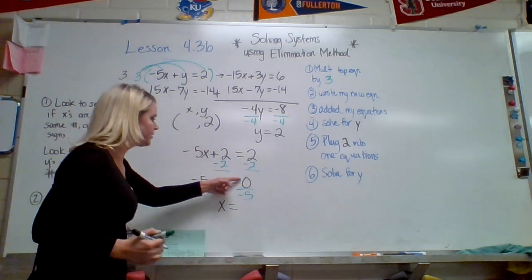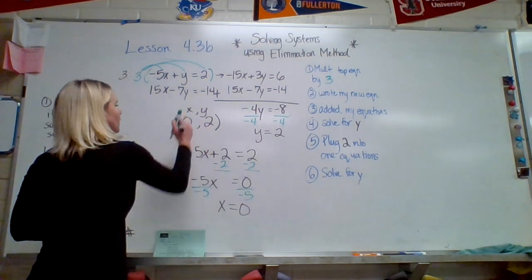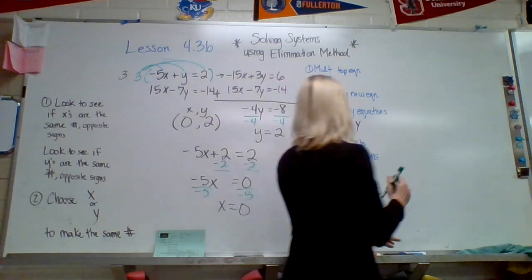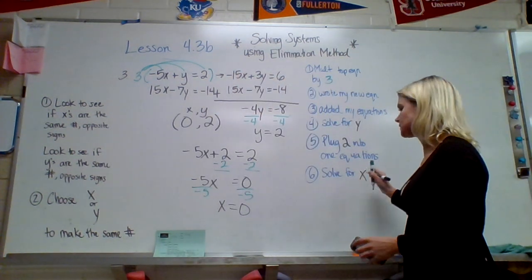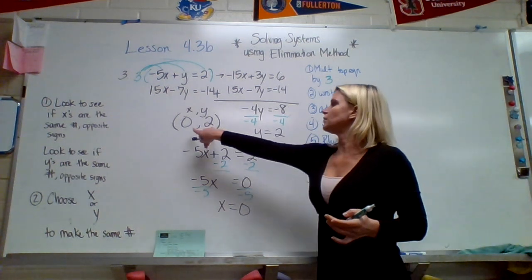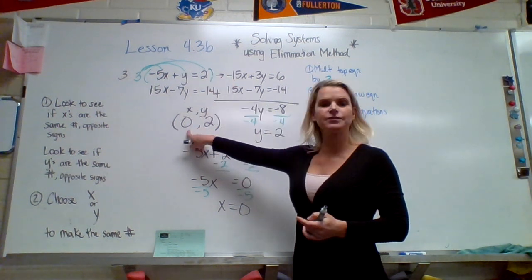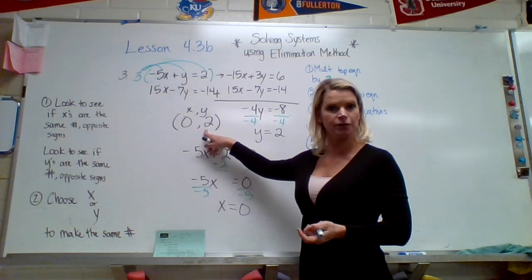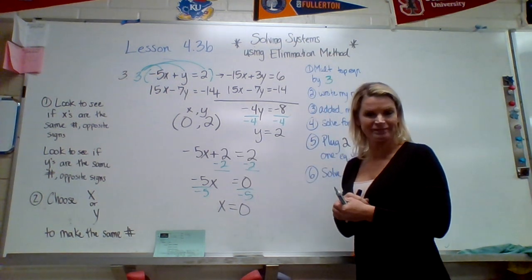X equals 0 divided by anything is 0. So my x is 0. So let's change our steps because I had to solve for x this time. The solution to this system is 0, 2. My x value is 0. My y value is 2. All right, let's move on to example number 4.